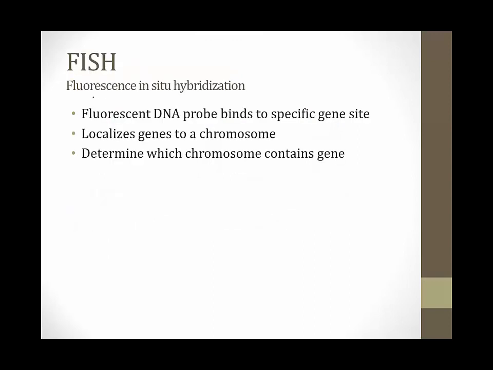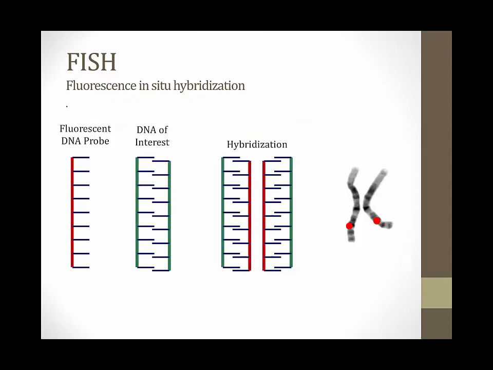FISH stands for fluorescence in situ hybridization, and like microarray, this technique uses fluorescent lighting to identify the binding of complementary DNA segments. In FISH, a fluorescent DNA probe binds to a specific gene site, and this helps to localize the gene to a particular chromosome and determine which chromosome contains the gene. So here's a picture to help you understand how this works. You take a fluorescent DNA probe that is complementary to the gene you want to identify. You then hybridize it to the DNA of interest and see where it binds. And you can actually see it light up on a particular chromosome, and this will tell you that the gene is present in that chromosome.